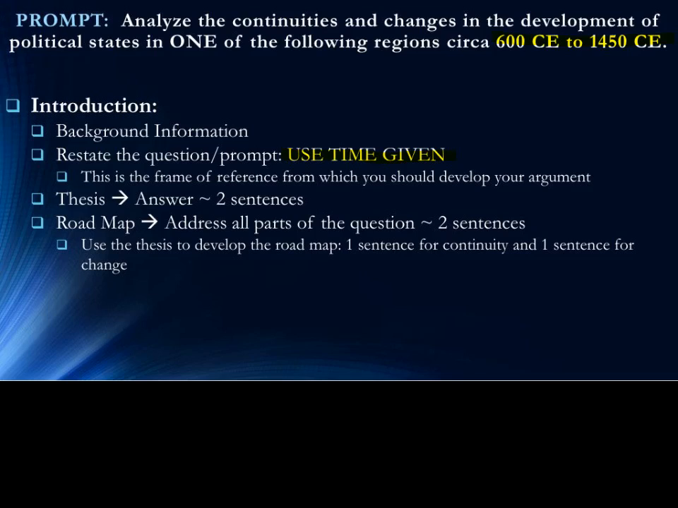The next thing that's important is your roadmap. The roadmap should be written after the thesis. It finishes the introduction paragraph. And this is where you could address all parts of the question. And you should do this in at least 2 sentences. And the easiest way to do this is to use the thesis to develop that roadmap. So whatever your answer is for your continuity, 1 sentence to address that part of the question. And whatever your answer is for your change, write 1 sentence to address that change. That way, you have a change, you have a continuity, that's your thesis, you have a roadmap, you address your change, you address the continuity. You've received 2 points in the first paragraph.